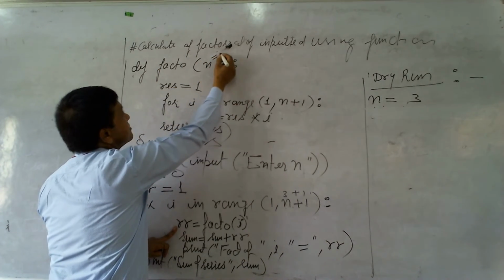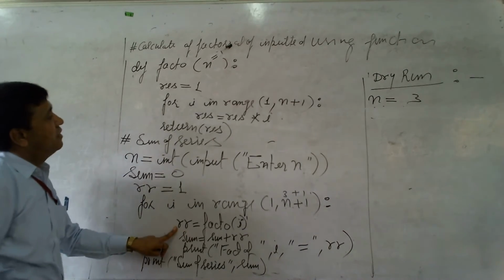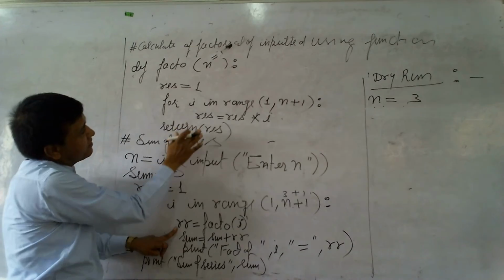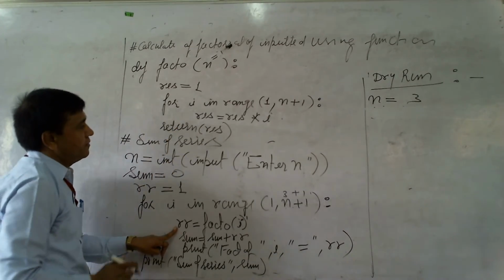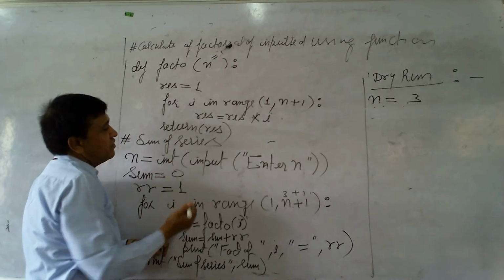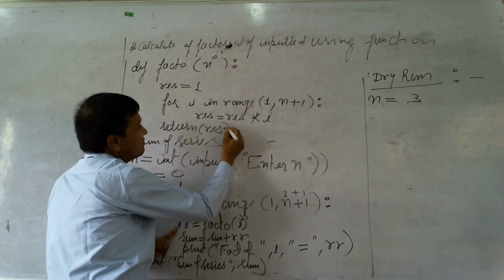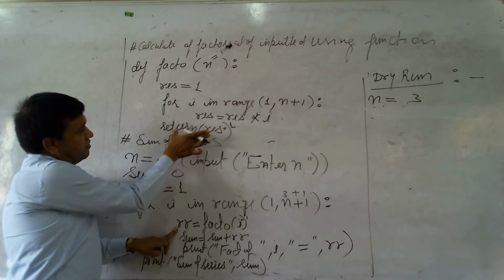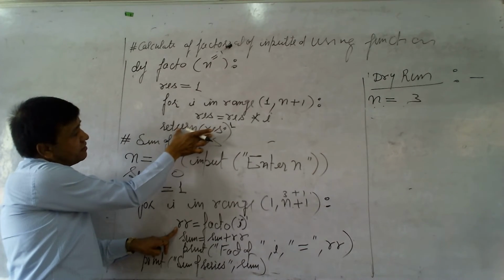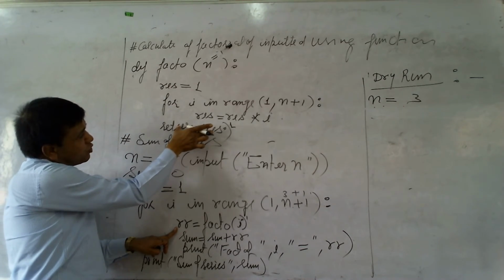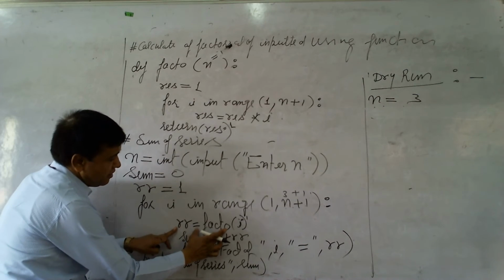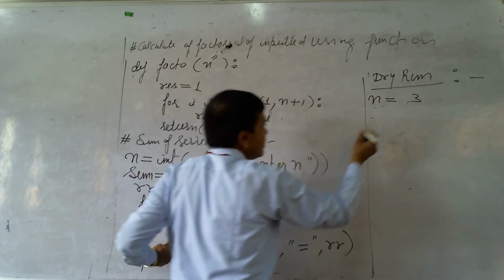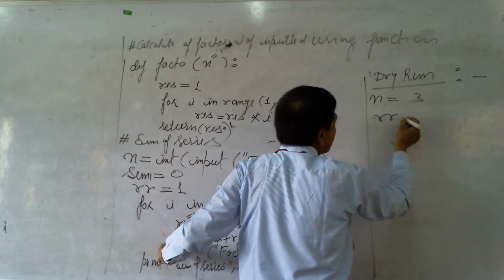Now this is 1, and this block, this function will calculate the factorial of 1. As we know, factorial of 1 is always 1, so RS will have in this case 1. When this statement is executed, the program control goes back to this statement. Now this RR will have this 1. So I am showing RR equal to 1.